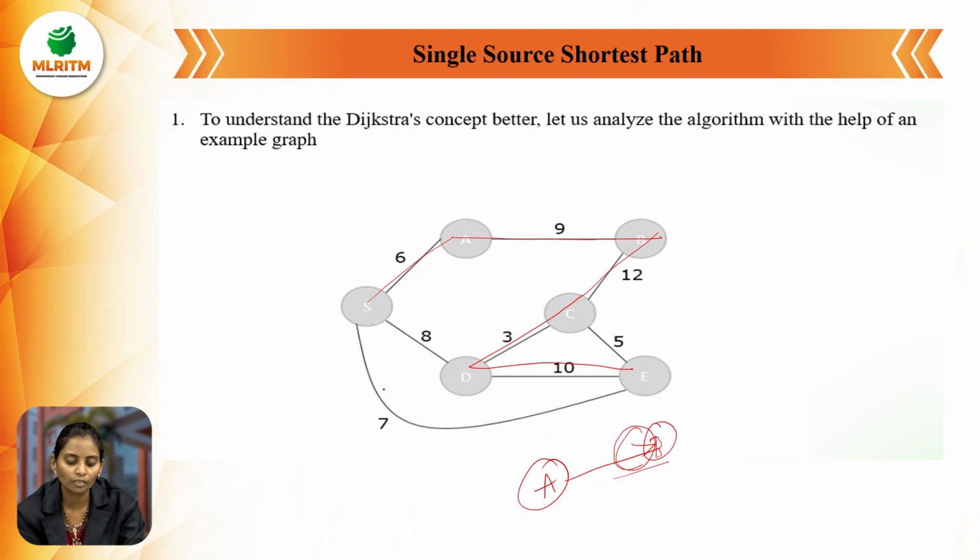I can also travel another path, like S to D, D to E, E to C, C to B, C to A. Like this I can have a number of possible solutions. In this, I want to choose the best solution, which has the lower cost.